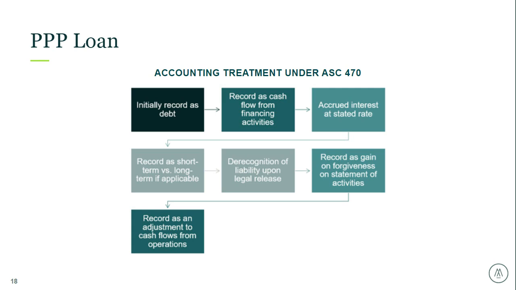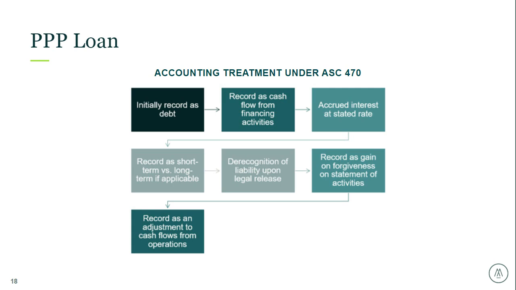There could be a breakout between short-term versus long-term. I had this discussion with several not-for-profits that were expecting to receive full forgiveness, so they chose not to break that out, short-term versus long-term. We recognize the liability upon forgiveness and record it as a gain on forgiveness in the statement of activities. So initially, just the debits and credits, you debit cash, you credit PPP loan, so an asset and liability, and upon forgiveness, you would debit the PPP loan and credit revenue for gain on forgiveness of debt. So pretty straightforward on this one.